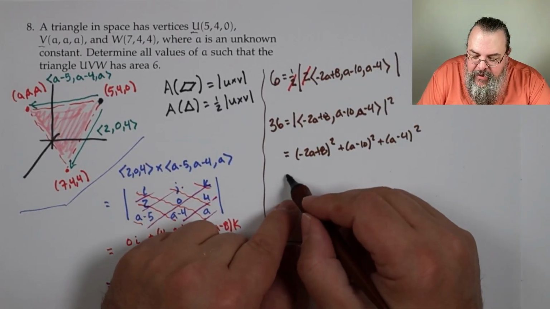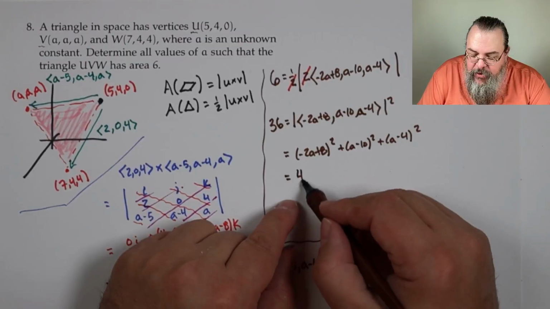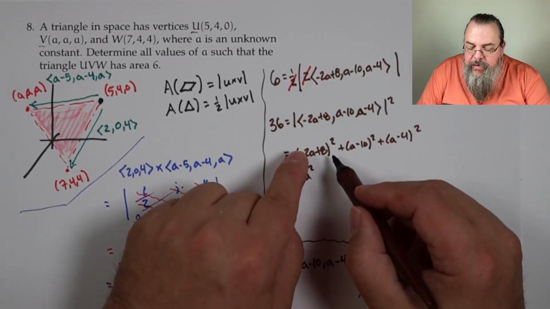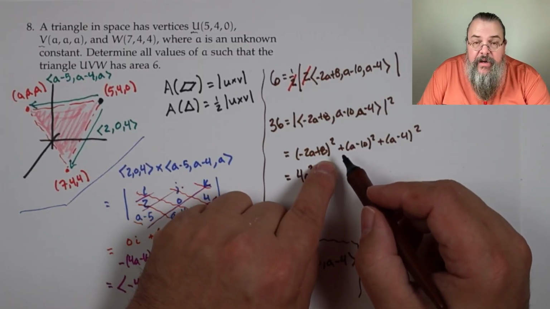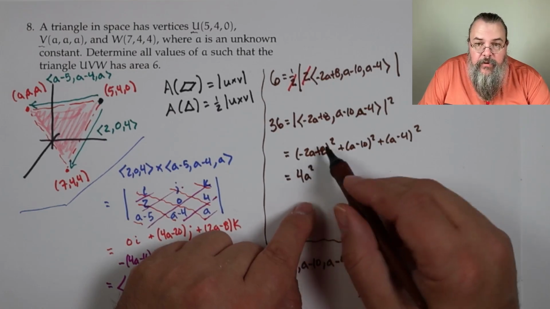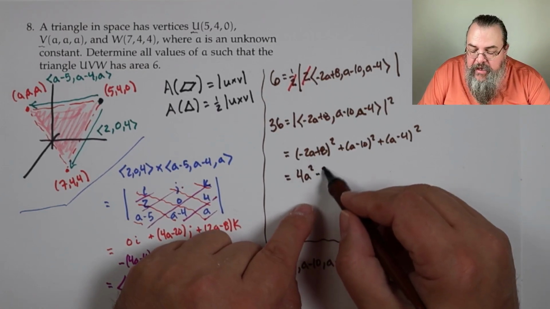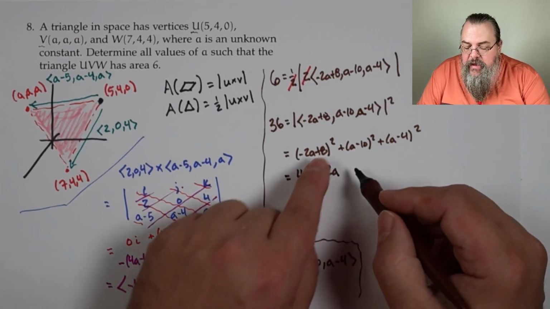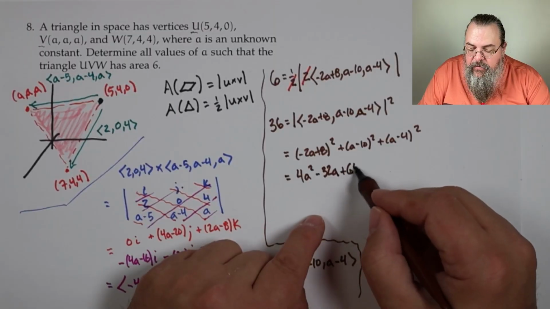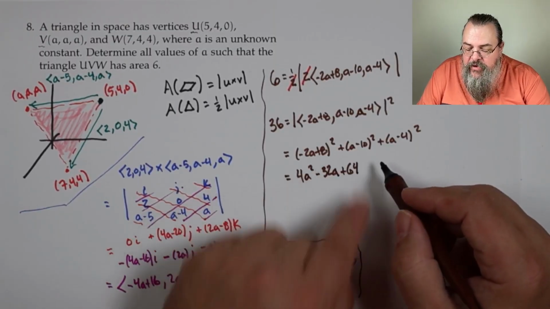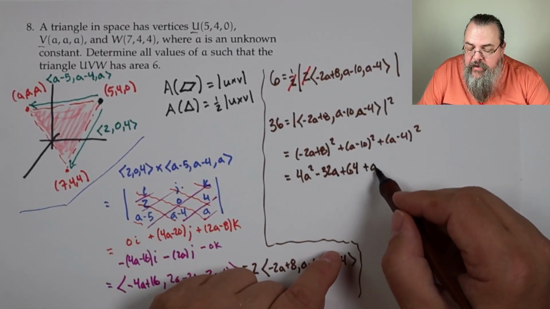We're going to square. So minus 2a squared, that's 4a squared. Then we have minus 2a times 8. That's minus 16a. We have to double that because we're doing our squaring. Minus 32a. And then 8 squared makes 64. The next term, a squared.